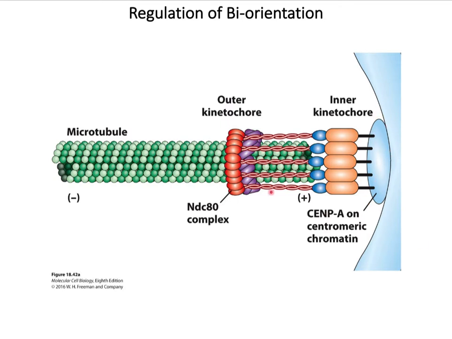Another important complex is this NDC80 complex. NDC stands for nuclear division cycle protein complex. The NDC80 complex interacts with the microtubule on one end and the inner kinetochore region on the other end in a sleeve-like fashion, and it forms like a tension. So this is a very rigid structure. So you have this sleeve made up of this NDC80 complex that connects the microtubule to the chromosome.